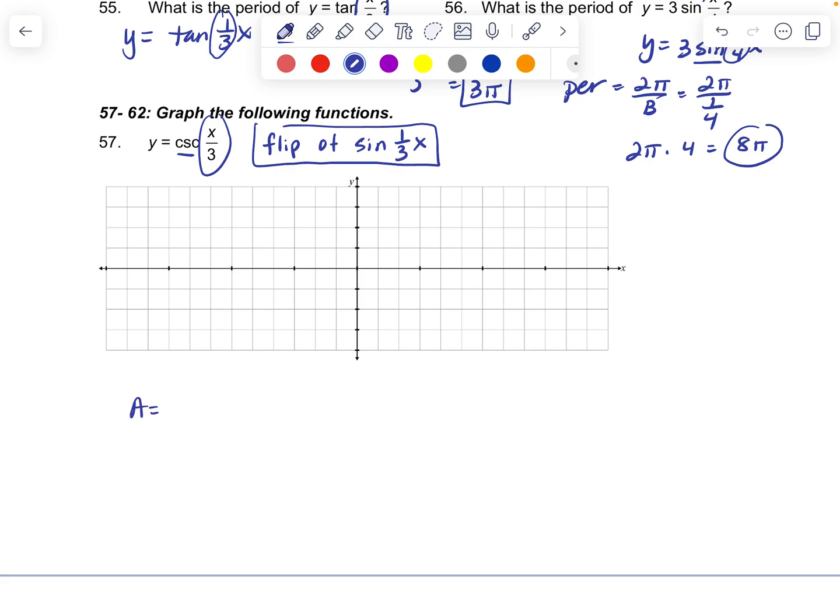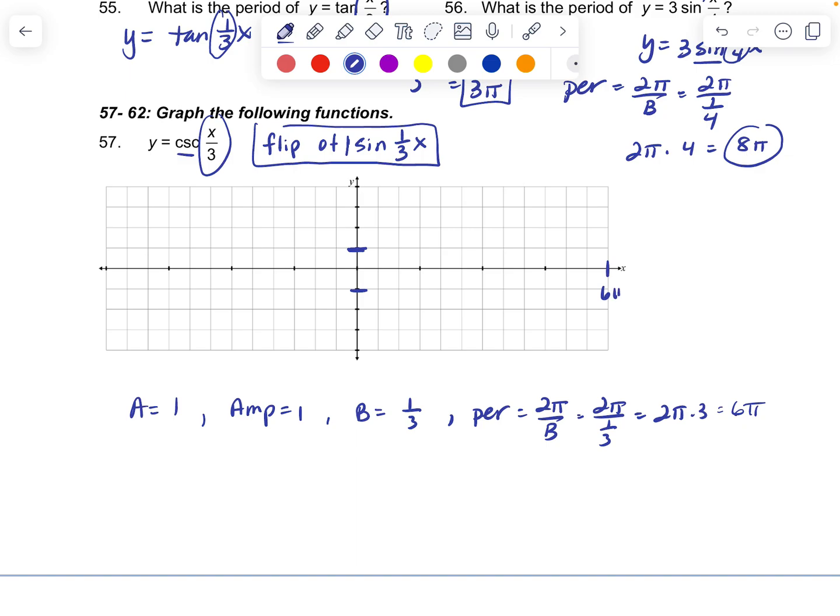Okay, so the a value is the number in front here, which is just a 1, which means my amplitude just equals 1. So the highest it gets is 1, the lowest it gets is negative 1, okay? Then my b value is the number in front of the x, which is the 1/3, and the period, because it's a sine graph, is going to be 2 pi over b, which is 2 pi over 1/3, which is really 2 pi times 3, which is really 6 pi, okay?